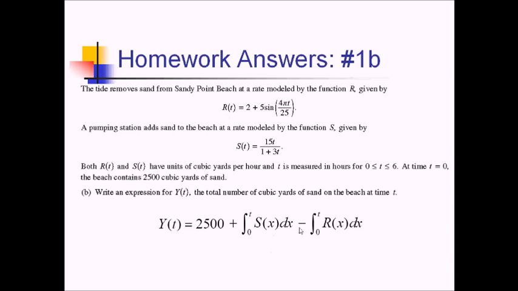Alternatively, you could actually merge these into one big integral and write 2,500 plus integral from 0 to t of s of x minus r of x dx. Either of these would be fine.